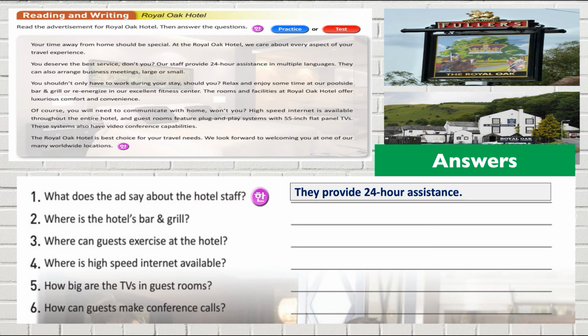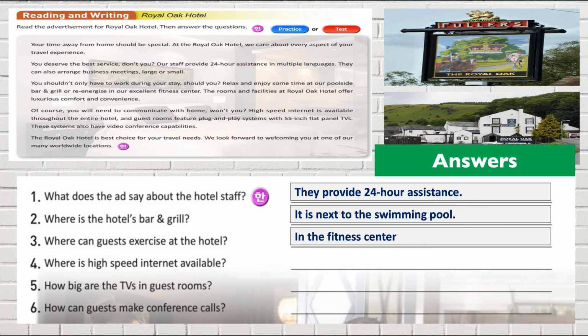It is next to the swimming pool. They said poolside bar and grill. And where can guests exercise at the hotel? They can exercise in the excellent fitness center. Excellent fitness center. Yes, so we're just going to say in the fitness center for a short answer here. Where is high-speed internet available? It is available throughout the entire hotel. Yes, throughout the entire hotel. Entire means all the hotel, in every place.